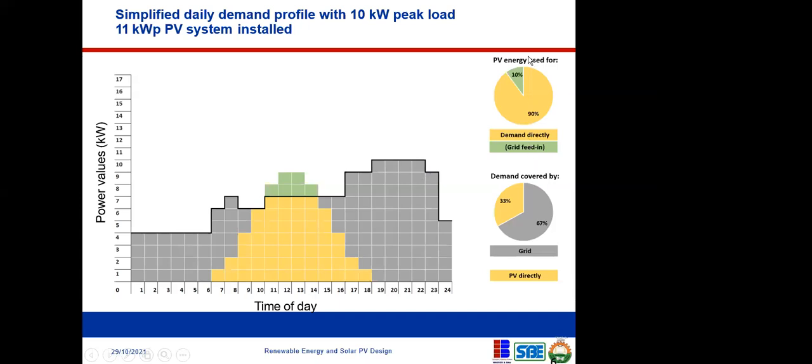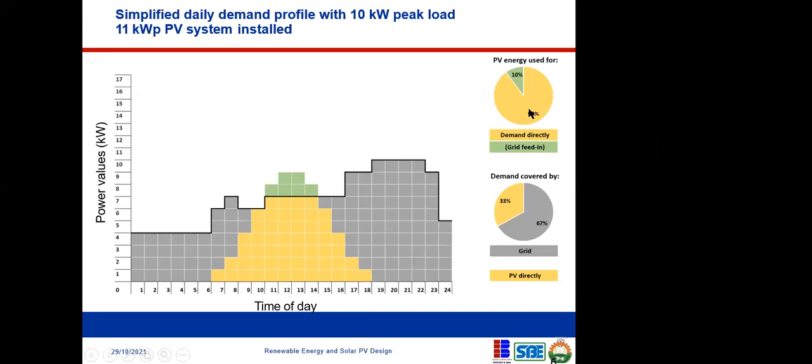Okay. So if you look at this pie chart on the right side of the screen, you will see that 90% of your demand is, now the yellow portion is your power supply from the solar system.